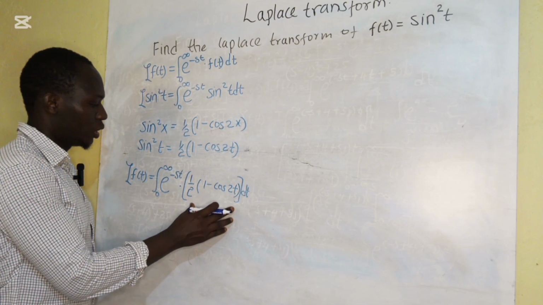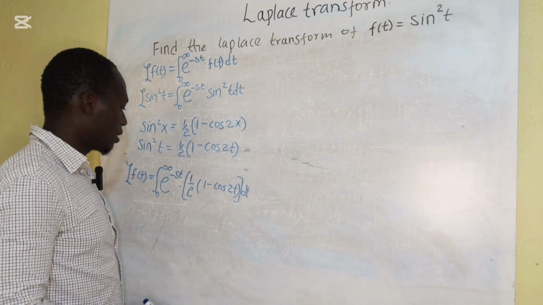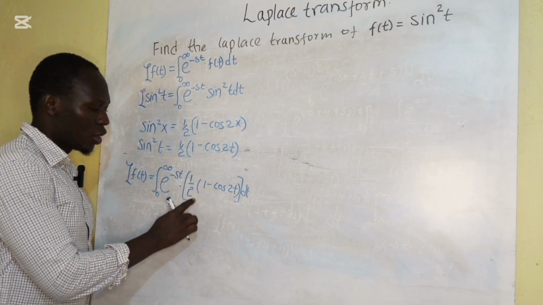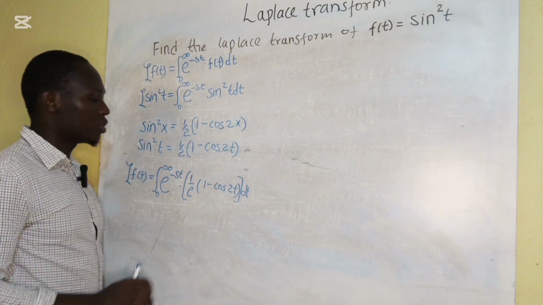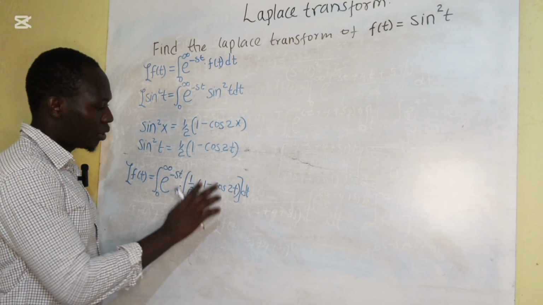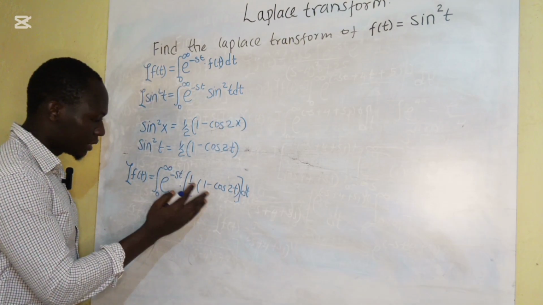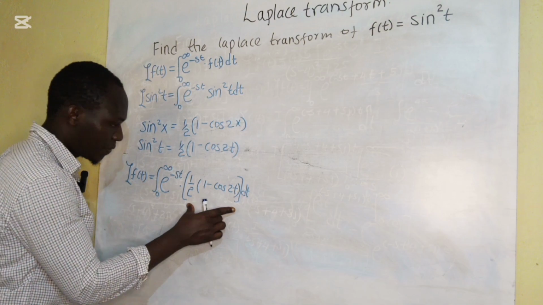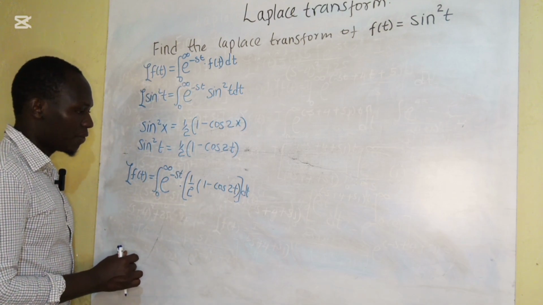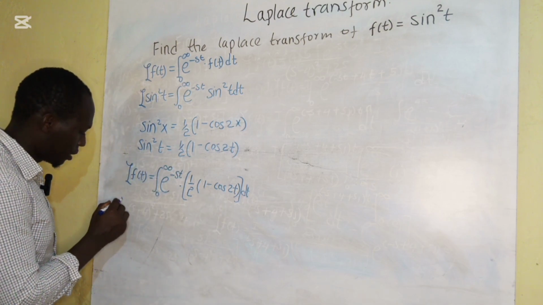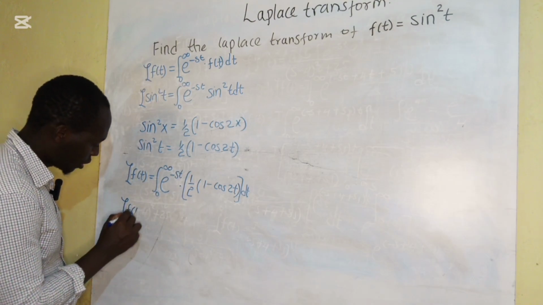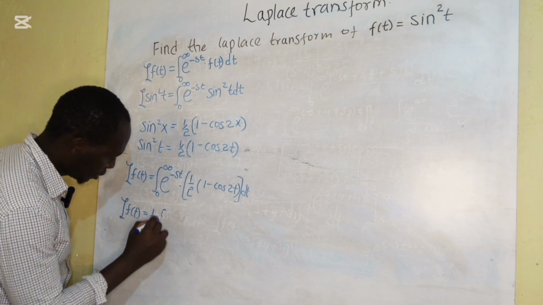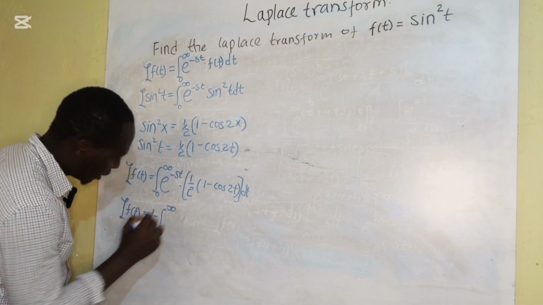Let us now simplify whatever we are having at this point. By simplification, we are going to factor out a half because it is not a term of dt, and we are going to open the bracket. By doing that, we are going to have the Laplace transform of our function f of t is going to be equals to a half, an integral with respect to our limits.